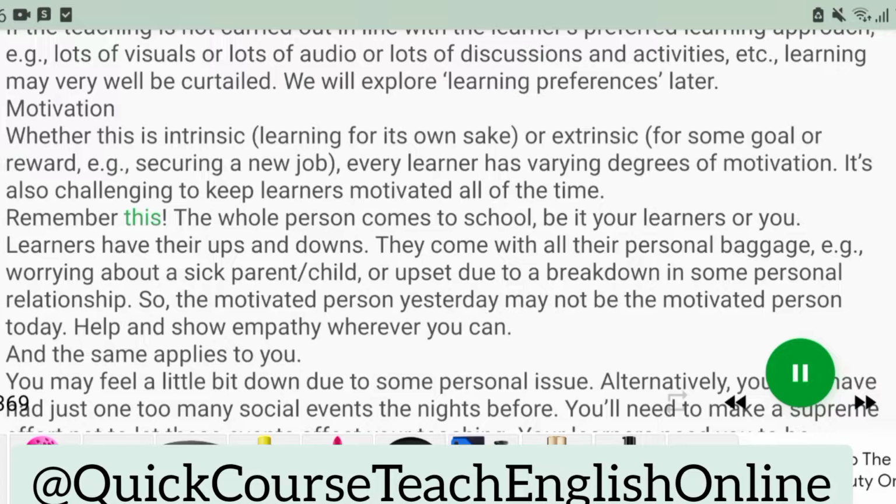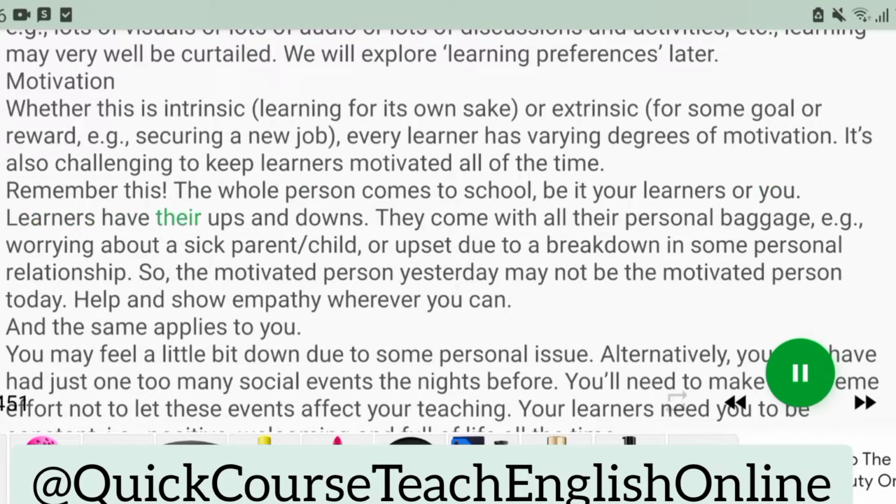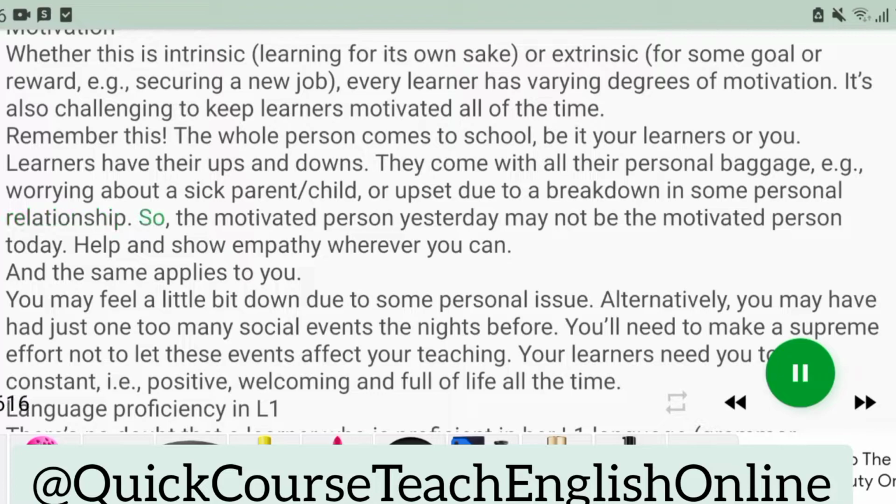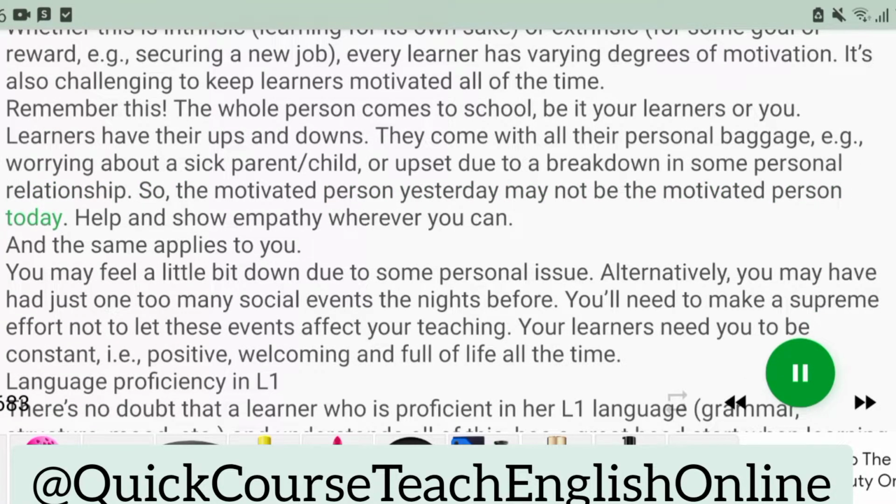Remember this. The whole person comes to school, be it your learners or you. Learners have their ups and downs. They come with all their personal baggage, e.g., worrying about a sick parent-child, or upset due to a breakdown in some personal relationship. So, the motivated person yesterday may not be the motivated person today. Help and show empathy wherever you can.